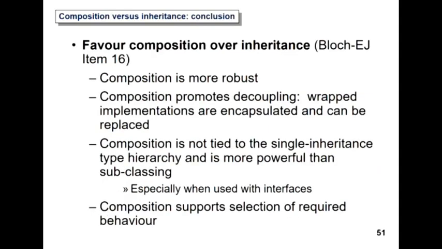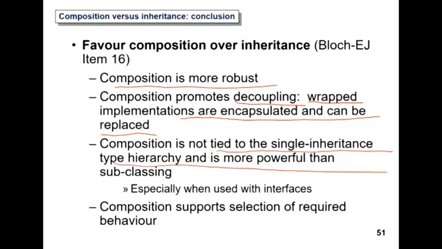Generally speaking, composition is more robust. So obviously wrapped implementations are encapsulated and can be replaced. So what you can do using composition, because we just used the set type within our InstrumentedSet class, is easily remove that, take it out, and use another that can do things better than a set, for example. So composition is not tied to the single inheritance type hierarchy and is more powerful than subclassing. It obviously supports selection of required behaviour.